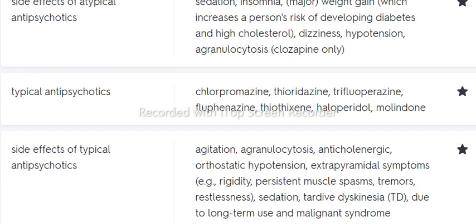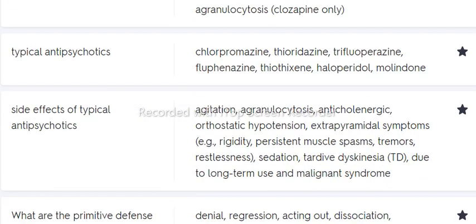Typical antipsychotics: chlorpromazine, thioridazine, trifluoperazine, fluphenazine, thiothixene, haloperidol, molindone. Side effects of typical antipsychotics: agitation, agranulocytosis, anticholinergic effects, orthostatic hypotension, extrapyramidal symptoms, sedation, tardive dyskinesia due to long-term use, and neuroleptic malignant syndrome.